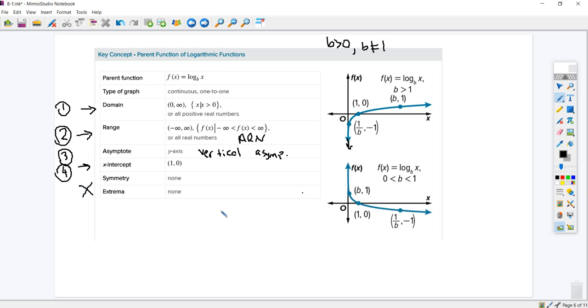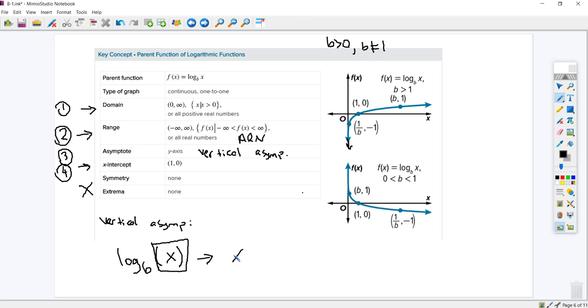Okay, I would like to mention something extra here, how to find the vertical asymptote. Here's how you can see. Doesn't matter. Log base b of x, right? What is the vertical asymptote for this function? You will just look at here. What you have in this box will tell you the vertical asymptote.